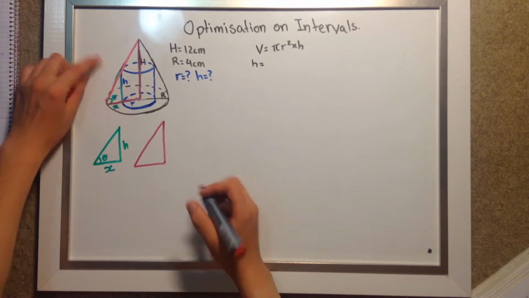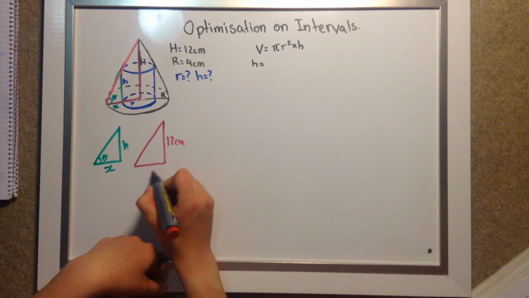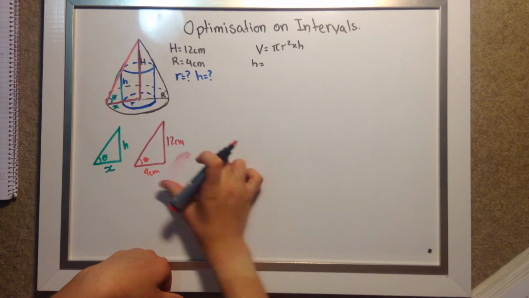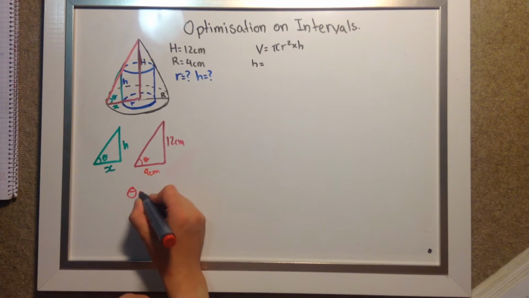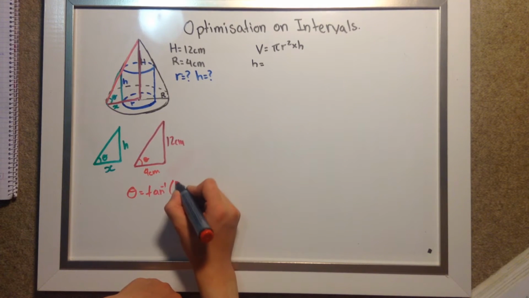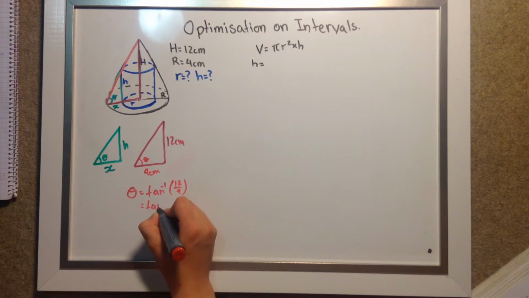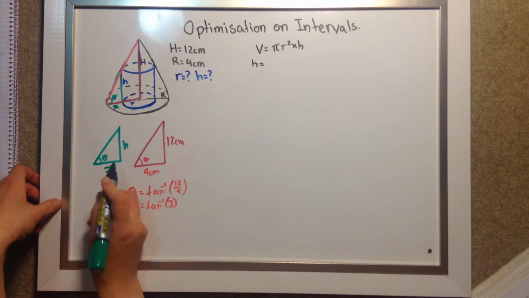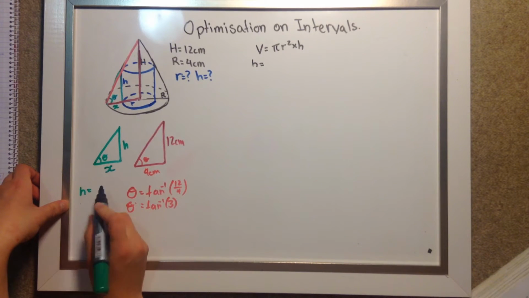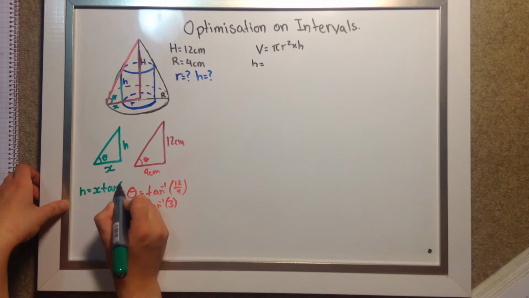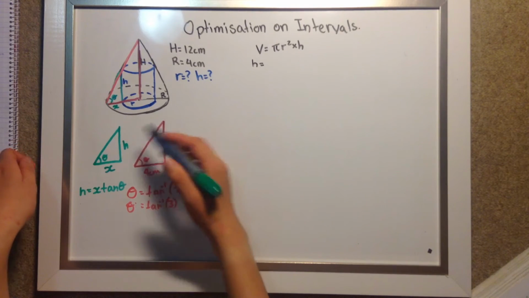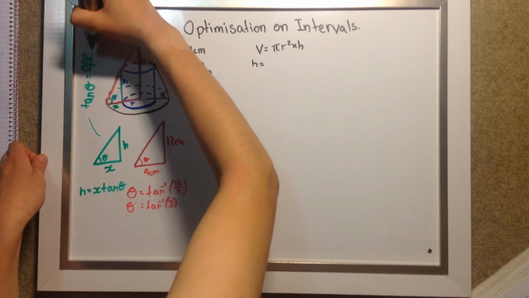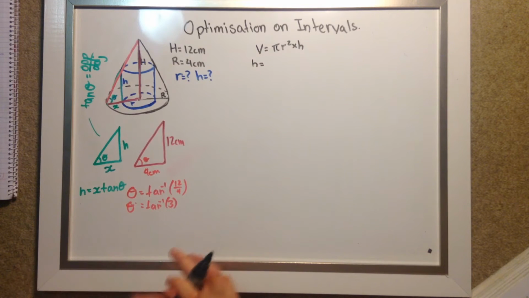So the height of the cone is 12 centimeters and the radius is 4 centimeters. So we can easily find the angle. I'll just skip a couple of steps, but theta is basically equal to tan inverse opposite over adjacent, so 12 on 4, which is just equal to tan inverse 3. That's pretty simple. So we know that our height, which is opposite, will always be equal to x tan theta. And we pretty much know this already from normal rules, tan theta is equal to opposite over adjacent. Yeah, x is adjacent, h is opposite. It's pretty basic.